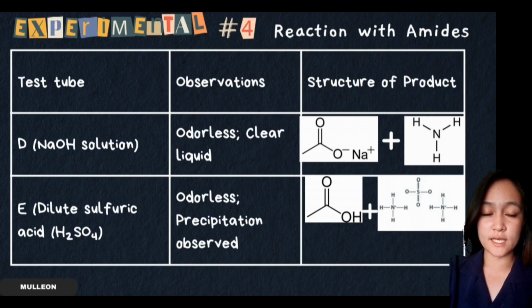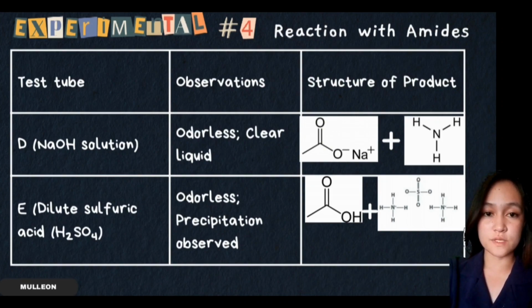So in test tube E, dilute sulfuric acid was added to acetamide. This also caused hydrolysis, same as in test tube D, which produces 2 products, acetic acid and ammonium sulfate. Supposedly, ammonia has a distinct smell, but same as in test tube D, it is not noticeable because only a small amount was produced, or the sulfuric acid present might have suppressed the release of ammonia gas.